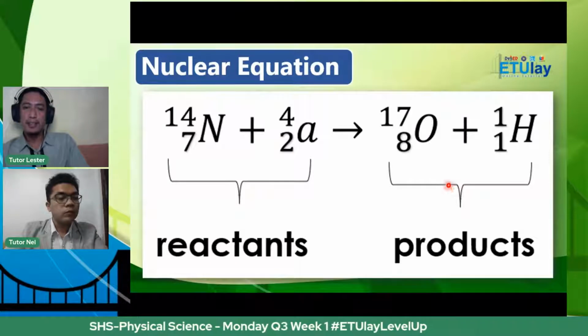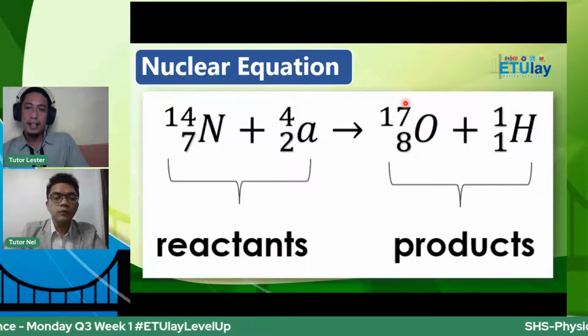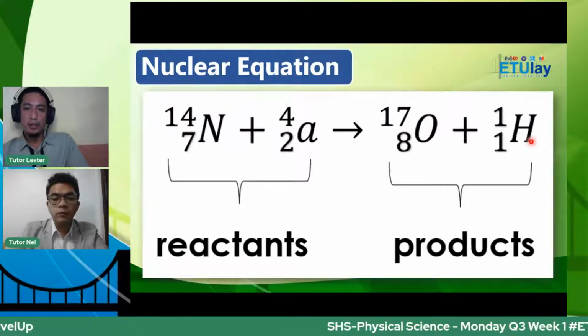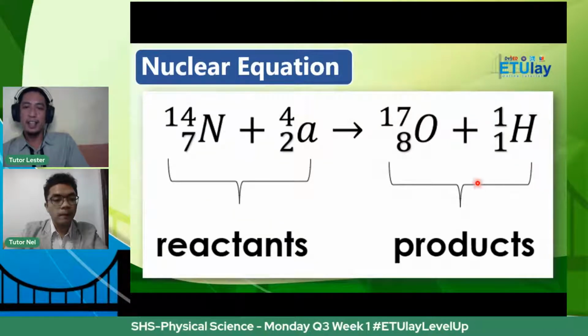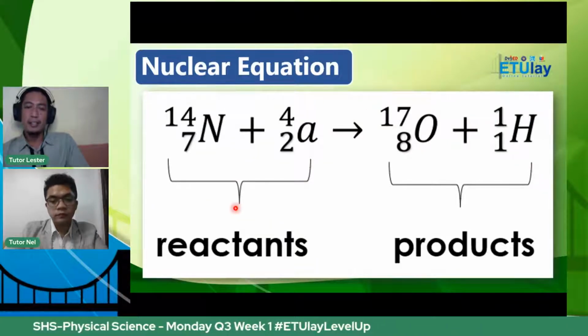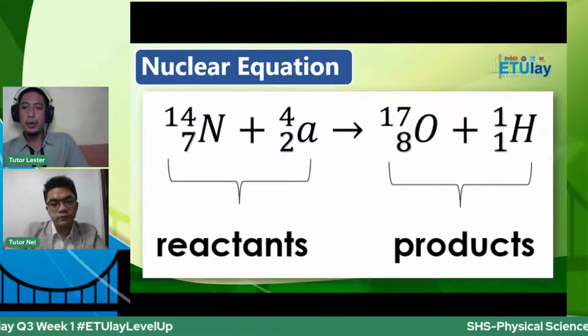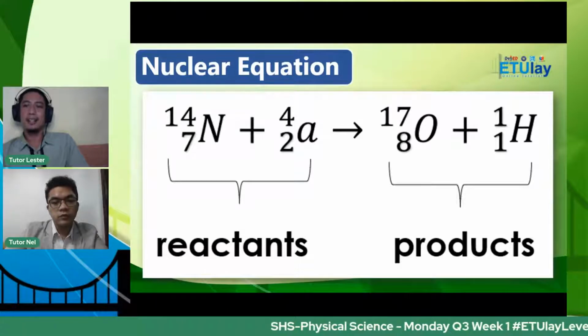Okay, dito po sa product na side. Oxygen here has a mass of 17. Then add that with the mass of a proton, which is equal to 1. So 17 plus 1 will give us 18. So 18 po ang mass ng reactants and 18 po ang mass ng products. So, the equation po is balance.